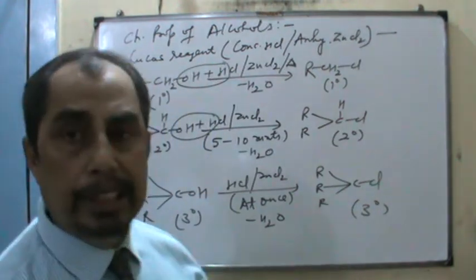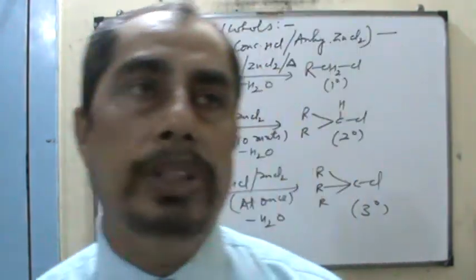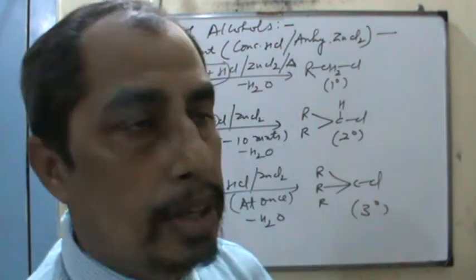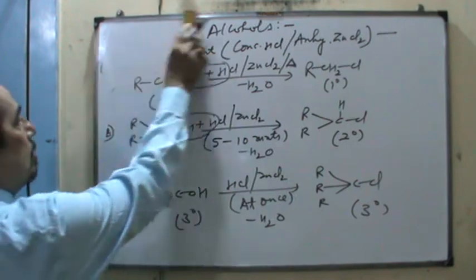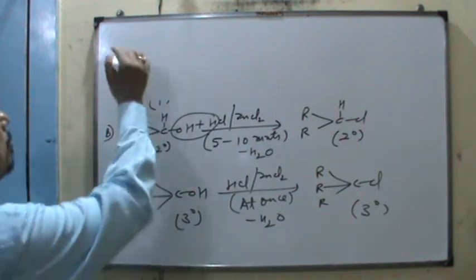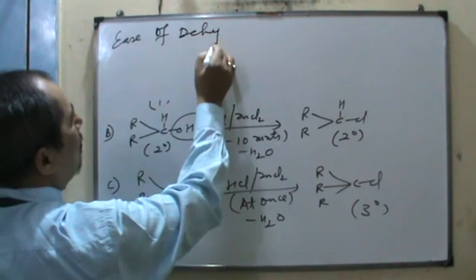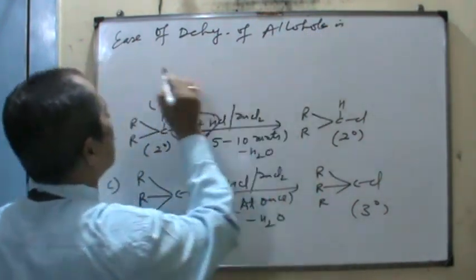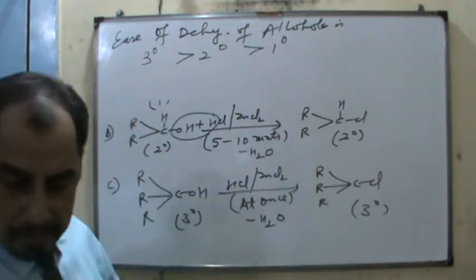So dear students, the ease of dehydration of alcohol is more when more alkyl groups are present on the carbon, because greater the positive inductive effect, the easier the elimination of water molecules. So here you can write, important to note, the ease of dehydration of alcohols is 3 degree, then 2 degree, and then what degree? 1 degree.